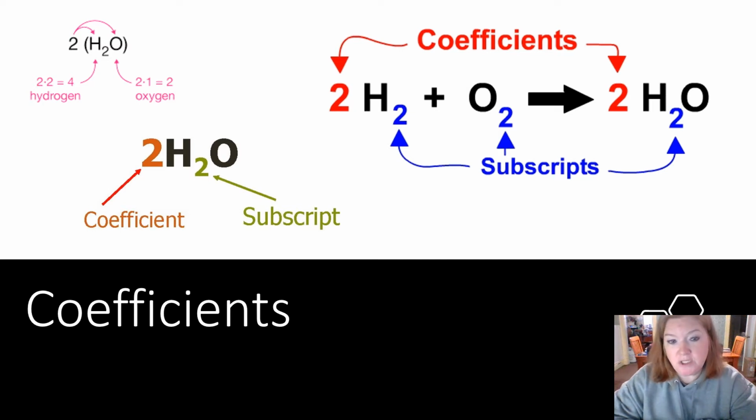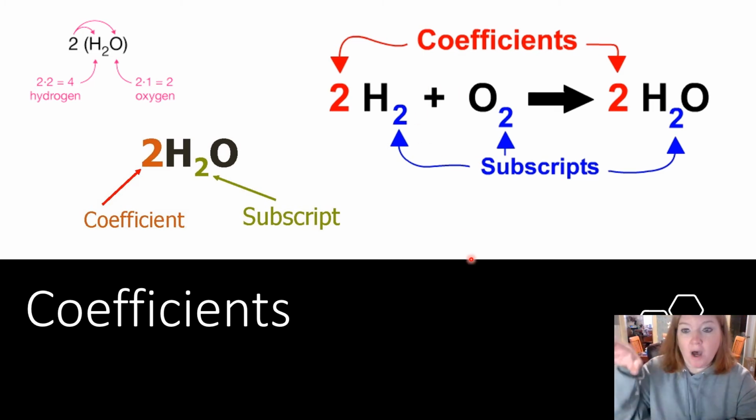So what are coefficients? You should know this term from math, but coefficients are numbers that are put in front of a formula. So in math, if you have 2x, the 2 is the coefficient, okay? So coefficients are put in front of the formula. And it means there's 2 of that formula. So this coefficient right here means there's 2 of these. This coefficient means there's 2 of these. And again, just like subscripts, if there's no coefficient, it means 1. Just like x by itself means 1x.